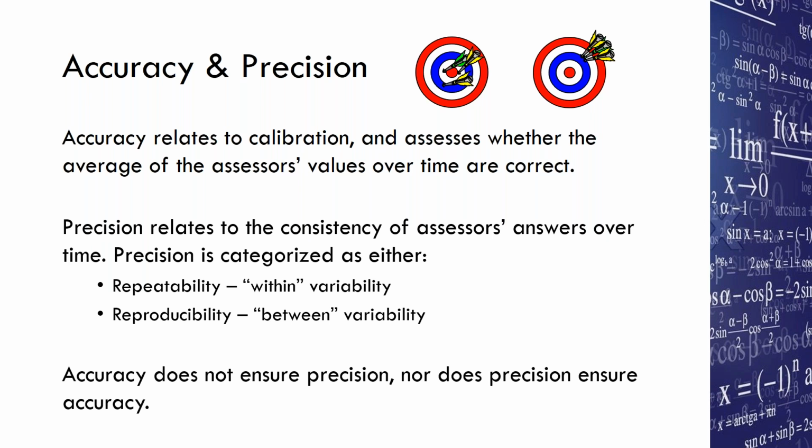The one guideline to remember is that although you may be accurate, you may not be precise. And likewise, just because you're precise doesn't mean that you're accurate. Our goal in an MSA is to make sure that we're both accurate and precise.